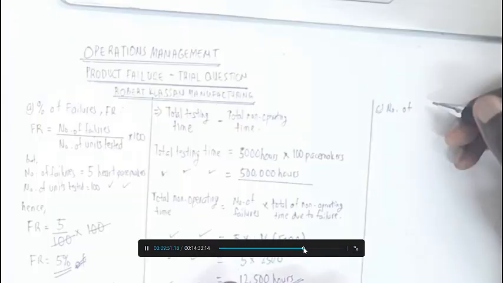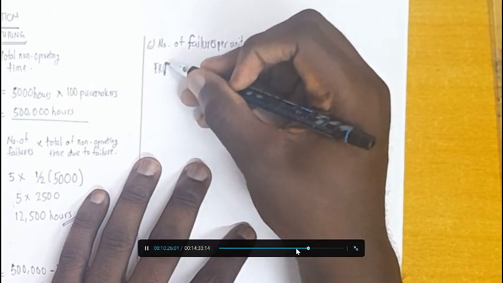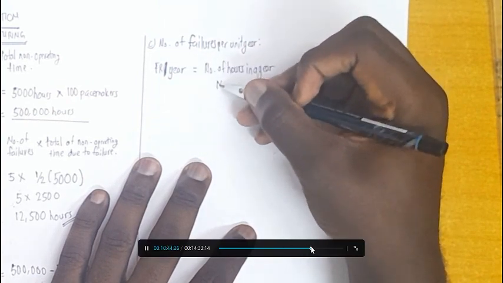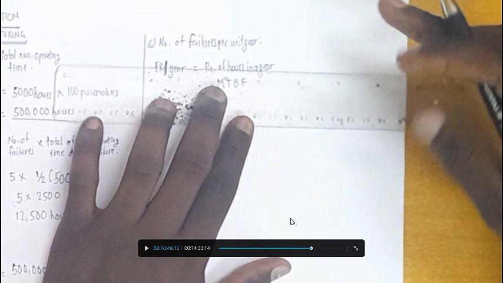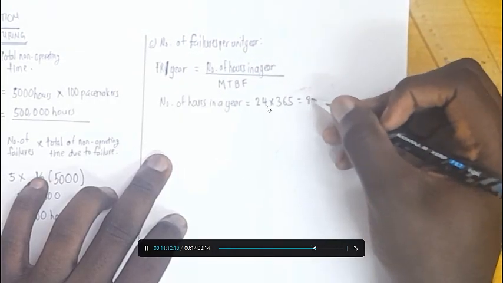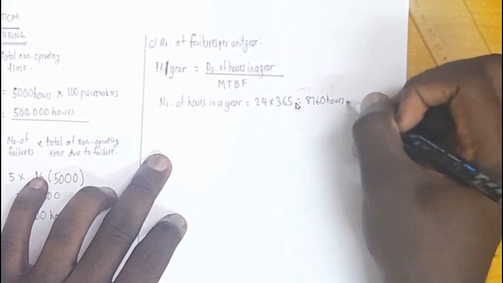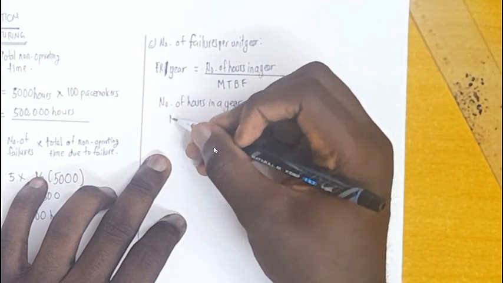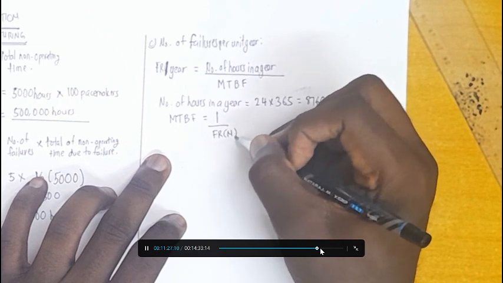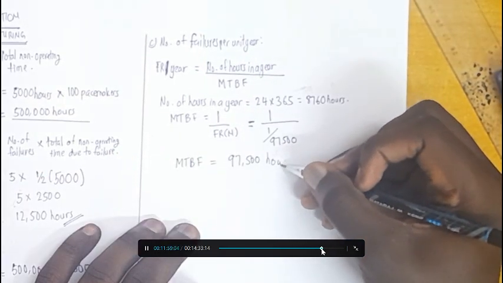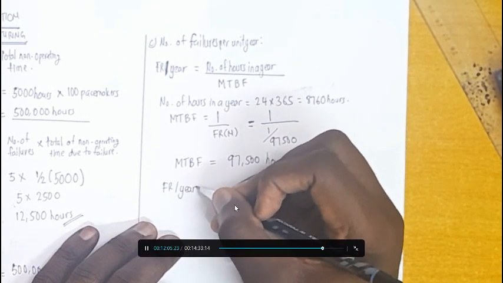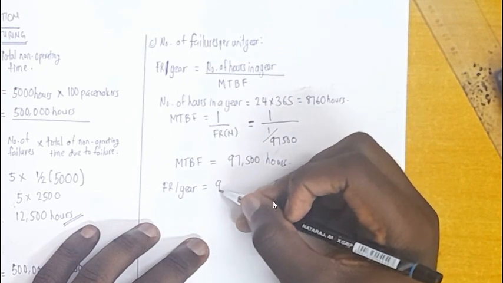So moving on to the next question: the number of failures per unit year. To get that, we take the number of hours in a year over the mean time between failures. The number of hours in a year is the number of hours in a day, 24, times the number of days in a year, 365, which gives you 8,760 hours in a year. The mean time between failures is given by 1 over the FR of n, the number of failures per unit hour. So it's the reciprocal, which becomes 97,500 hours, meaning that every 97,500 hours, a failure occurs.